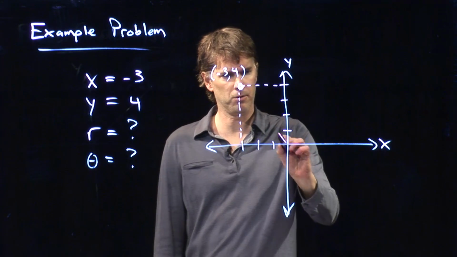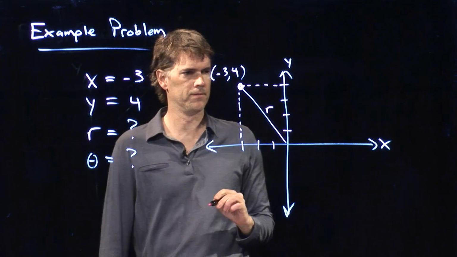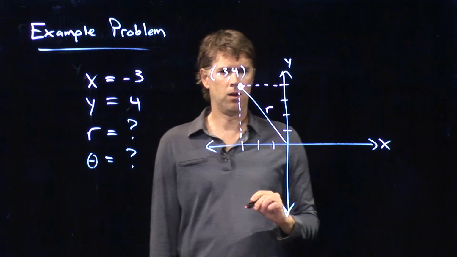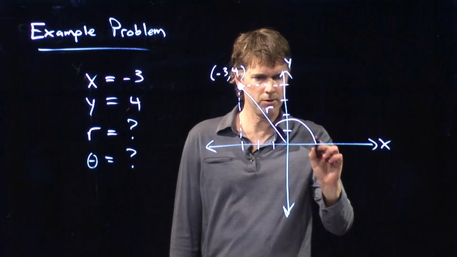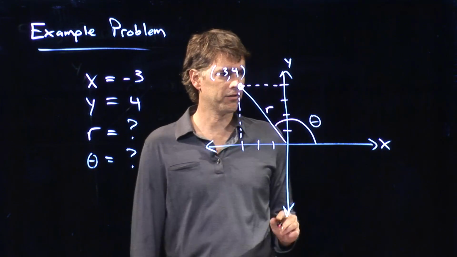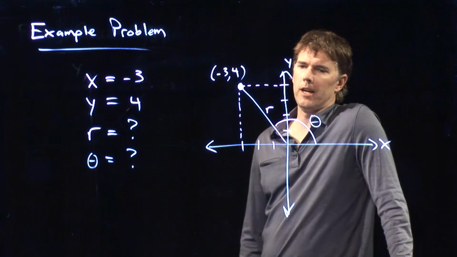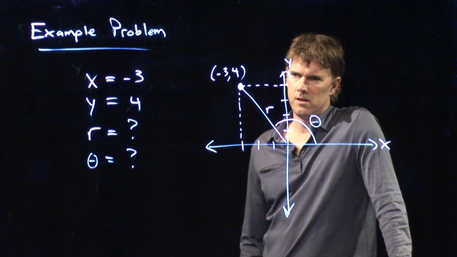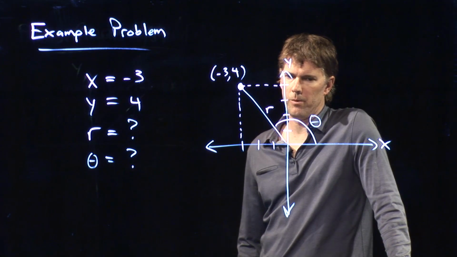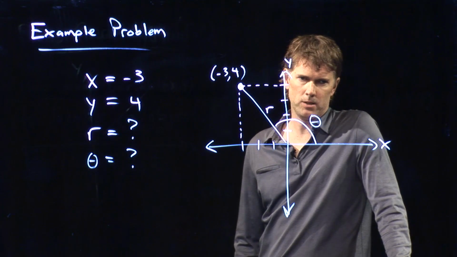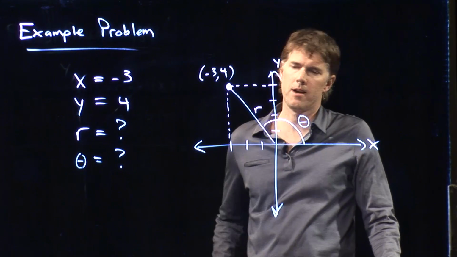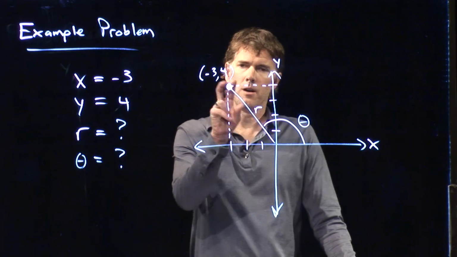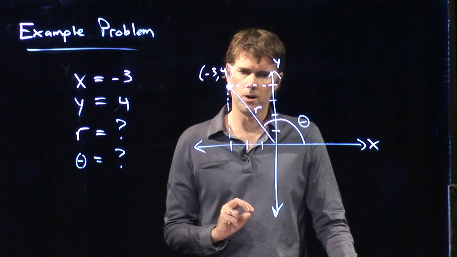Well, r is, of course, how far are you from the origin? So that is r. What is theta? Theta is how far are you around from the x-axis. So theta, in our case, looks like that. All right, now what do we do? Well, I think we can go back to our trig relations and figure out how r and theta relate to this particular x and y.